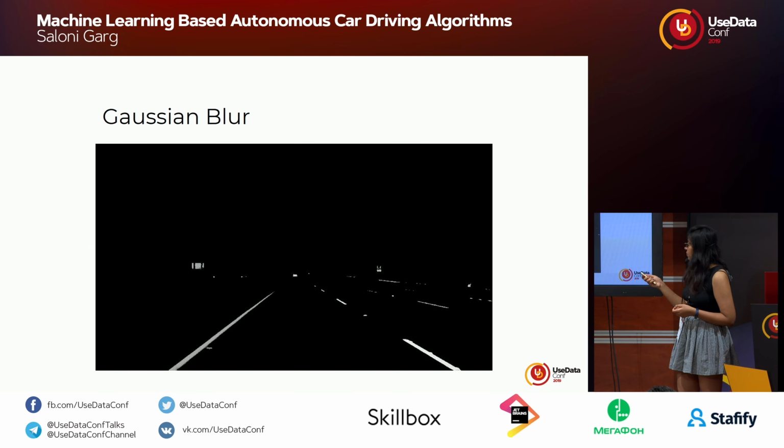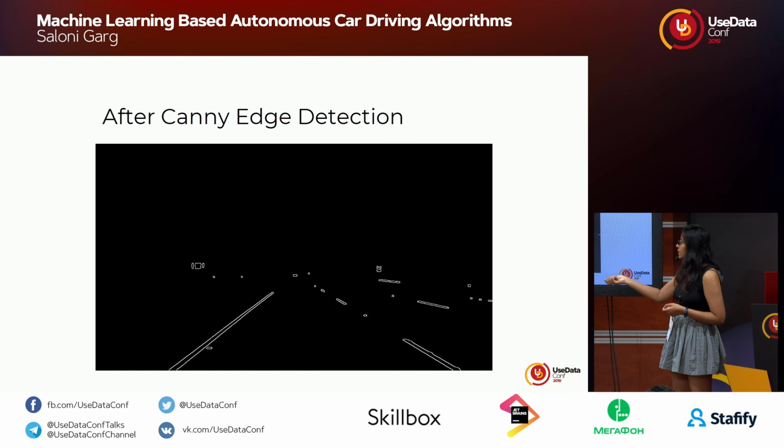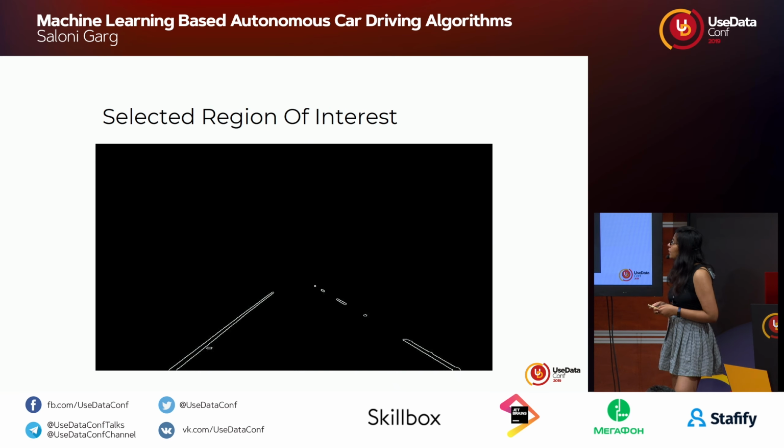So this is after Gaussian blur, and this is after Canny edge detection. So it detected all these edges, as we see. After that, we just selected the region of interest. The region of interest was our own vehicle's lane. We are not even interested in other lanes because we are just checking if our vehicle changes lanes. That's all we are concerned about.